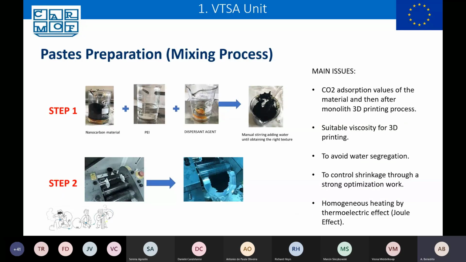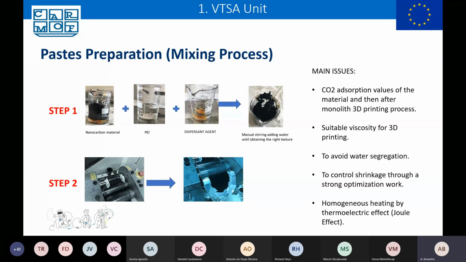It's important to say that the next step in the preparation of the BTCA unit is the preparation of the pasties. Once we know how each component works separately, we want to make the pasties. This is really a mixing process, and in this slide we can see the different steps to obtain these pasties. The first step is a direct pre-mixing of the individual components, while the second step is an intensive mixing in a 3-roll calender to disperse all the nanomaterials that we are working with.